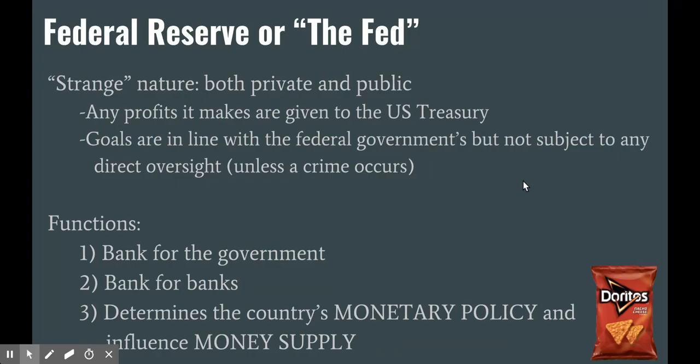So this again is just a recap of why it is strange. These are the three functions though. The Federal Reserve is a bank for the government. It is a bank for banks, meaning commercial banks like Wells Fargo or Chase. And its major function is to determine the country's monetary policy and influence money supply. We'll get to these functions in the next video, but this is just a brief introduction. These are the three major functions of the Federal Reserve.